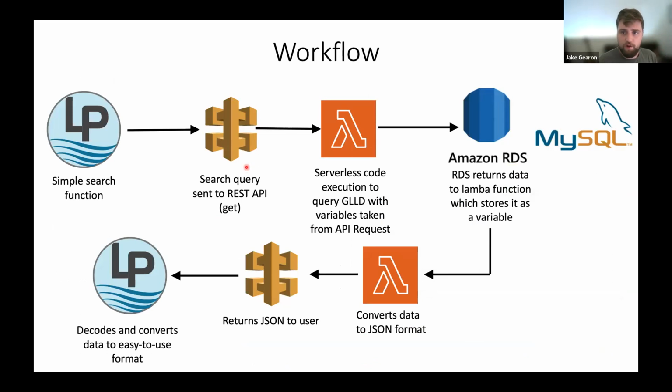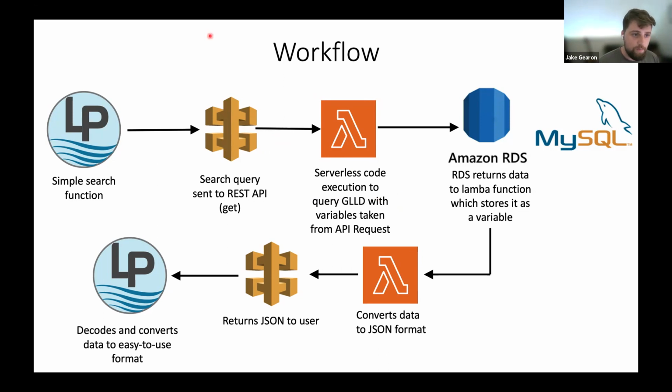Now that we've got all these parts, it starts with a simple search from LakePy, which we're about to go over, that gets converted to the proper HTTP GET request format, and then sent to the API endpoint. When that happens, the Lambda functions rise from their slumber like a dragon or something, and take the variables of interest from the REST API or the GET request, and they query the global lake level database with those specific variables in this predefined SQL syntax, right?